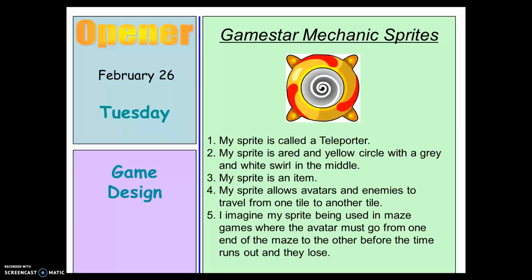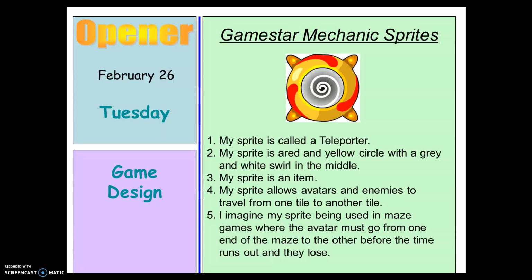So here's an example of a sprite from GameStar Mechanic. This is the teleporter. It's a red and yellow circle with a gray and white swirl in the middle. It's an item. My sprite allows avatars and enemies to travel from one tile to another tile. And I imagine this sprite being used in maze games where the avatar must go from one end of the maze to the other before the time runs out and they lose.